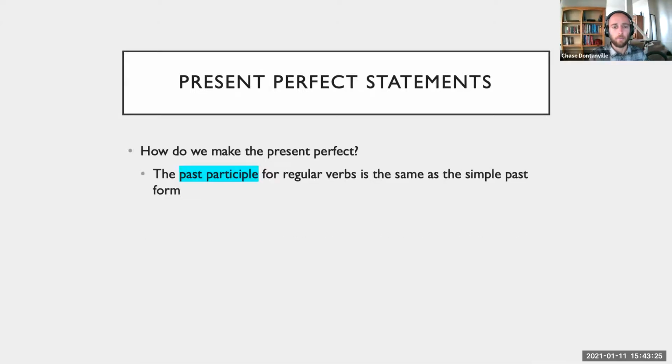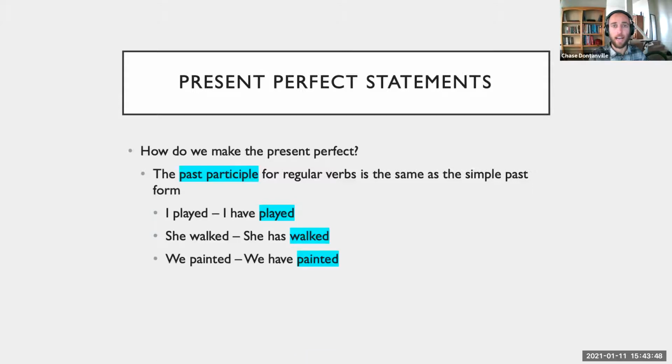If you don't remember, the past participle for regular verbs is the same as the simple past form. So I played, I have played. So on the left, you have simple past. On the right, you have present perfect. She walked, she has walked. We painted, we have painted. So as you can see, the past participle is the same as the simple past form, okay, for regular verbs.